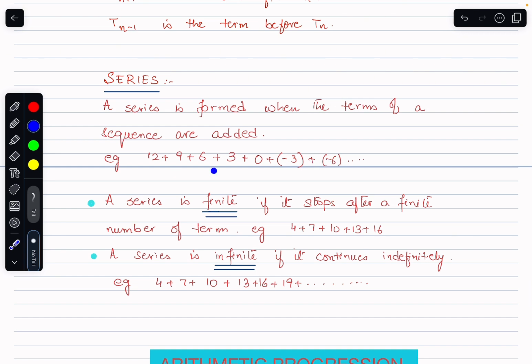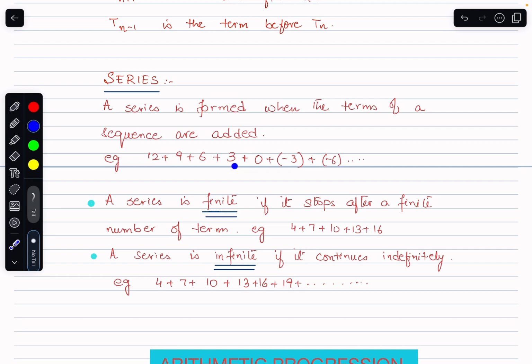So what we know here is that the rule that is getting followed to make this sequence is -3. For each and every term, we are subtracting 3. 12 minus 3 is 9. 9 minus 3 is 6. 6 minus 3 is 3. 3 minus 3 is 0. 0 minus 3 is -3. And -3 minus 3 would give me -6, and so on.